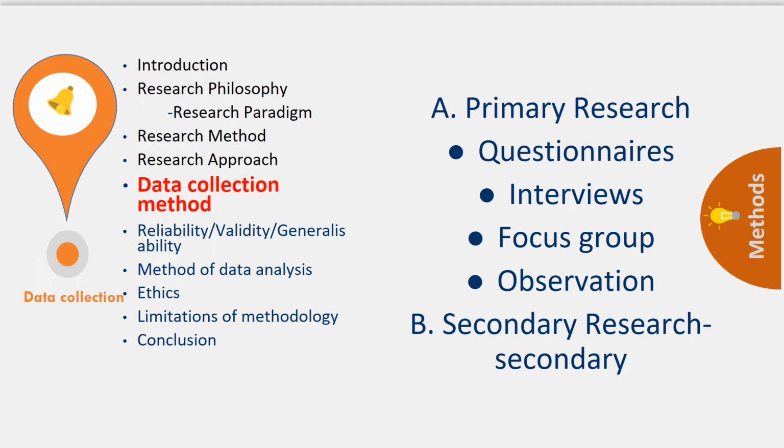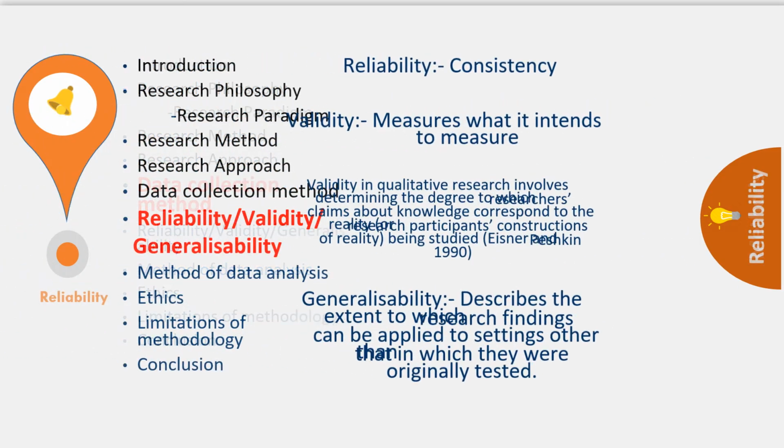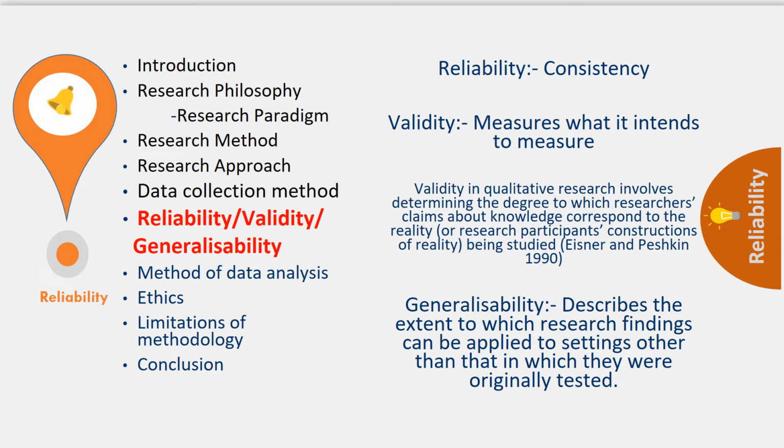The next section, reliability, validity, and generalizability, relates to reliability in terms of consistency. Validity kind of measures what it intends to measure. In terms of validity in qualitative research, it involves determining the degree to which researchers' claims about knowledge correspond to the reality. And then generalizability describes the extent to which research findings can be applied to settings other than that in which they were originally tested.